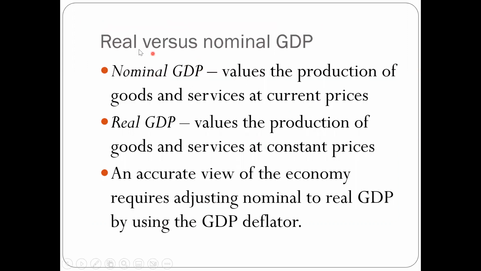And then we have two main types of gross domestic product: the nominal gross domestic product and the real gross domestic product. Nominal values the production of goods and services at current prices, الأسعار الحالية. Real GDP values the production of goods and services at constant prices, أسعار ثابتة.